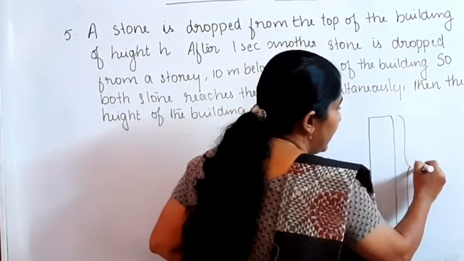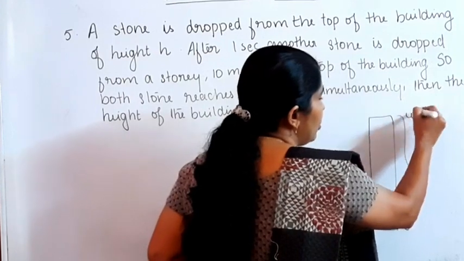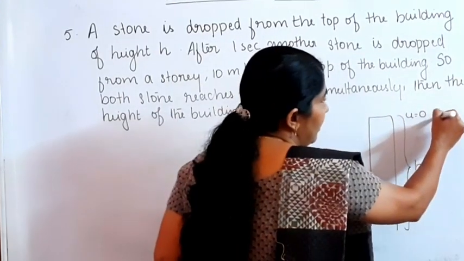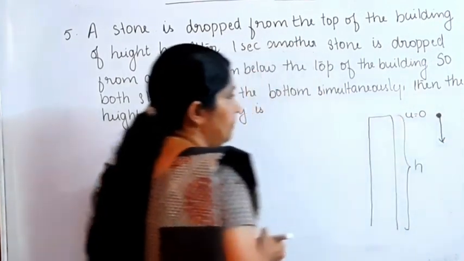And a stone is dropped from here. Dropping means initial velocity is equal to 0. Okay. Initial velocity is equal to 0. That stone is dropped from here.